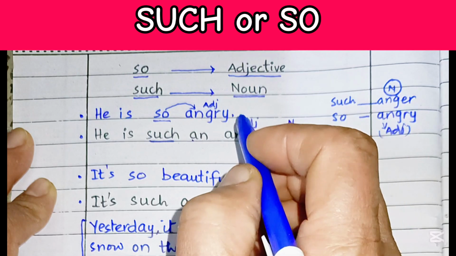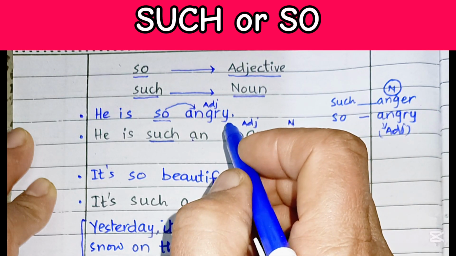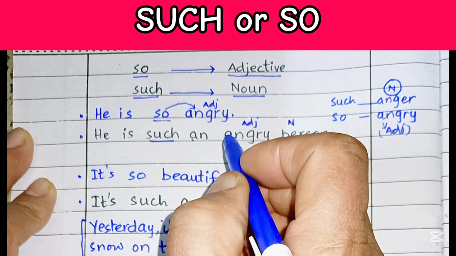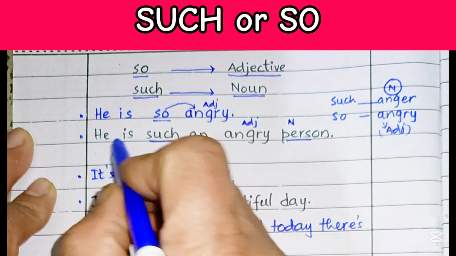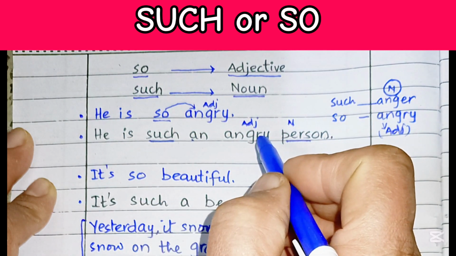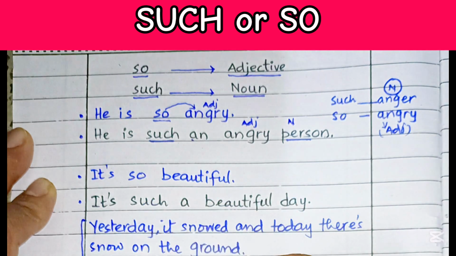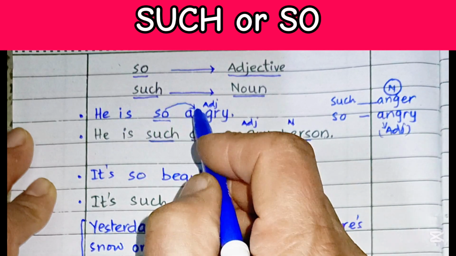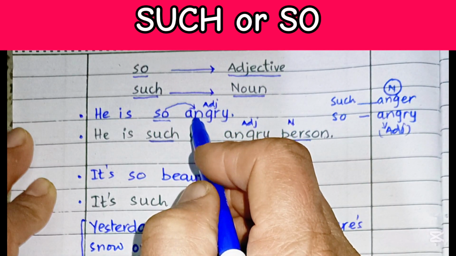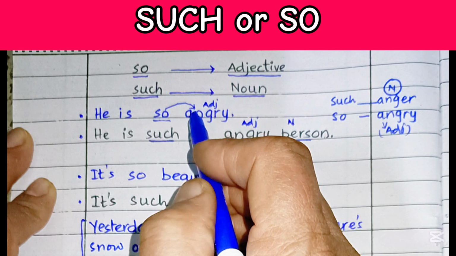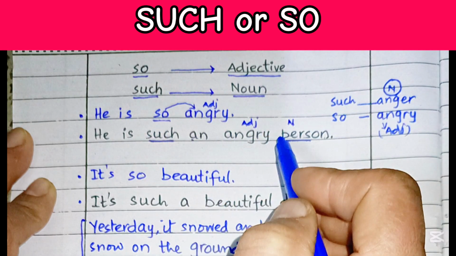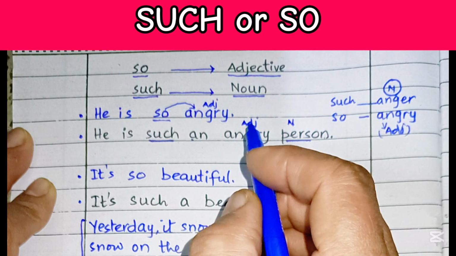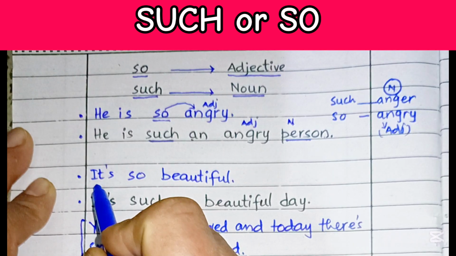As I said, you could use angry as an adjective after such. After such we can use angry as an adjective, such an angry person, like he is such an angry person. Take an example, he is so angry. So is followed by an adjective, which is angry. But if I say he is such an angry person, it's acceptable, and it is an effective expression. Now take an example, it's so beautiful.